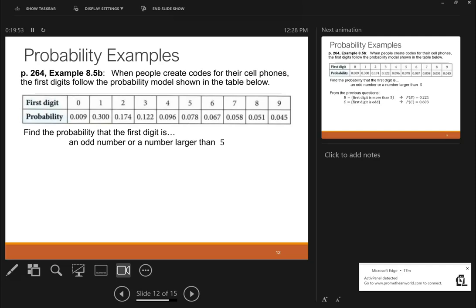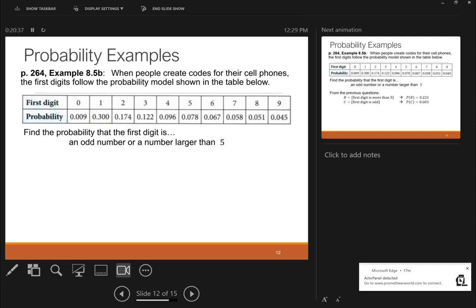Example. Find the probability the first digit is an odd number or a number larger than 5. What kind of an event do we have here? A union. How did you know it was a union? Because of the word or. So how many outcomes are in the event an odd number? 5. Those outcomes are 1, 3, 5, 7, 9. How many outcomes are in the event a number is larger than 5? 4. Those outcomes are 6, 7, 8, 9.